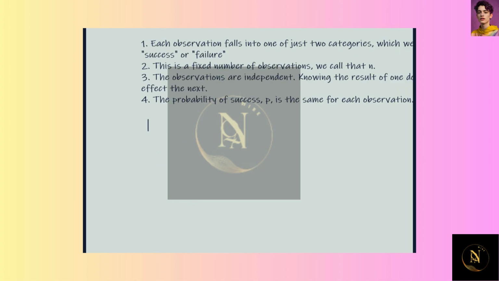How about for drawing a card with replacement and getting a heart? For this one, you fall into two categories. You either select the heart or you don't. We don't know the fixed number of observations for this one. So in order to be a binomial experiment, we would want to know how many times we are selecting a card.